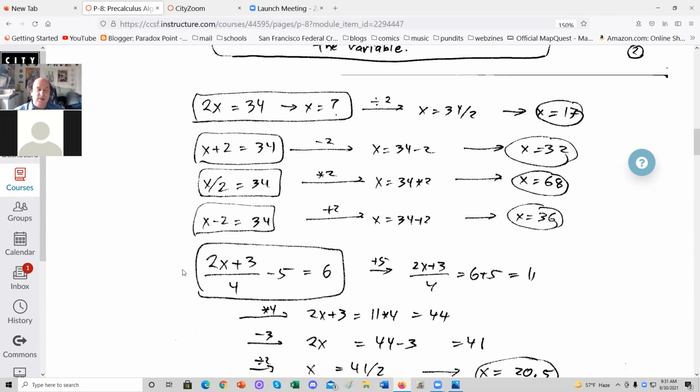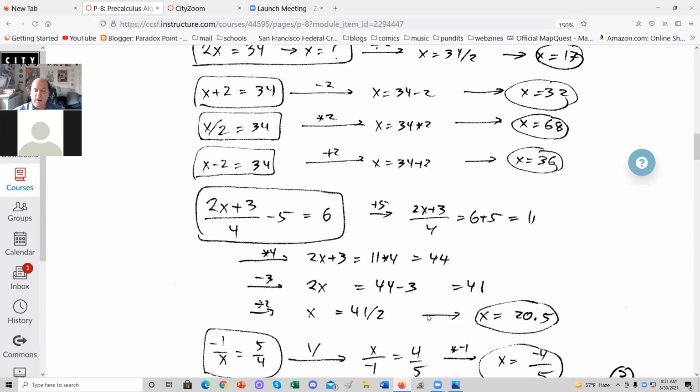Here we're going to have to do several transpositions to get x by itself. First, we add 5 to both sides. So (2x plus 3) over 4 equals 6 plus 5, that's 11. When we multiply both sides by 4, we get 2x plus 3 is 11 times 4, which is 44. Then we subtract 3 from both sides and get 2x equals 44 minus 3, that's 41. Then you divide both sides by 2 and get x equals 41 over 2, and there's the answer, 20.5.